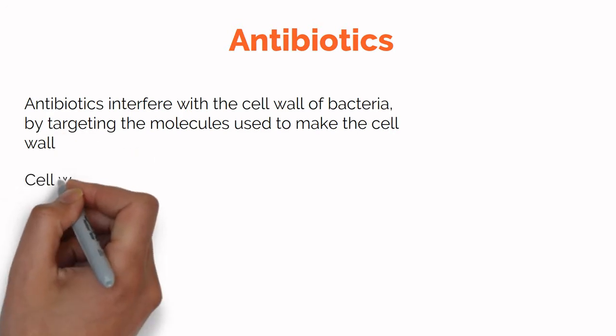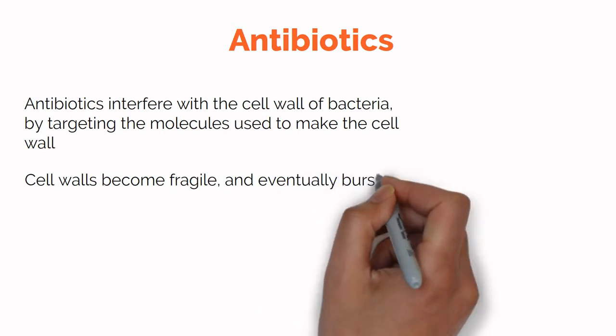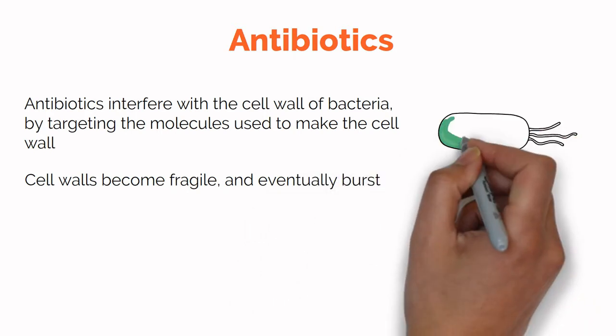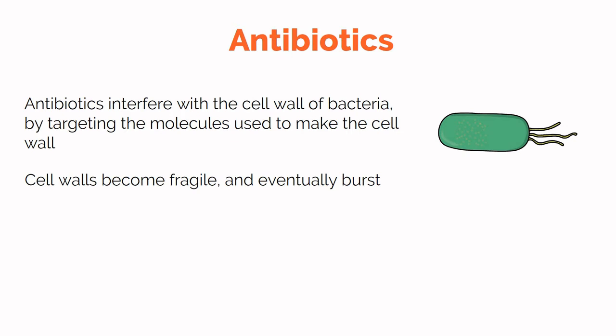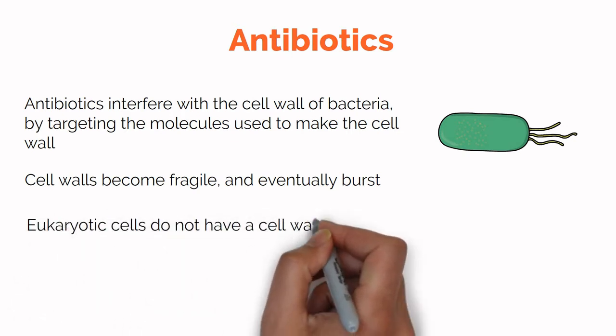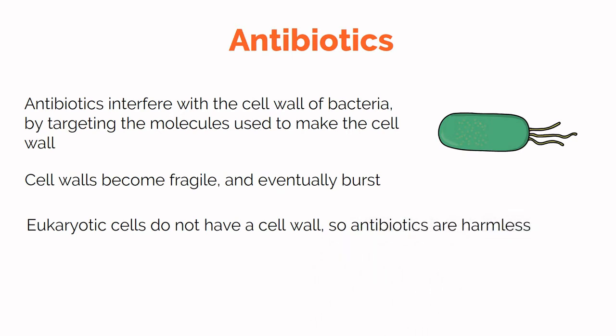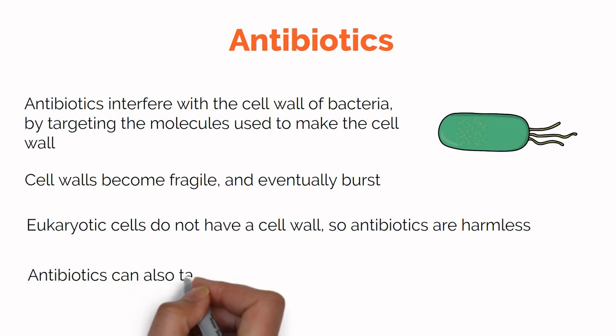This way, the cell walls become fragile as they no longer possess these important molecules, which then leads to the bacteria bursting. Antibiotics do not pose a threat to our own cells, as eukaryotic cells don't have a cell wall, just a cell membrane. Another mechanism used by antibiotics is by stopping protein synthesis in bacteria.